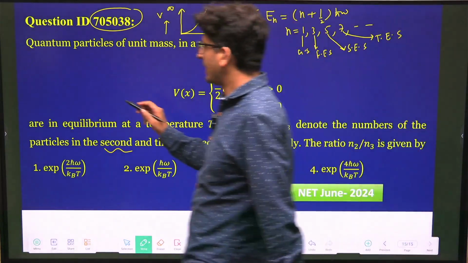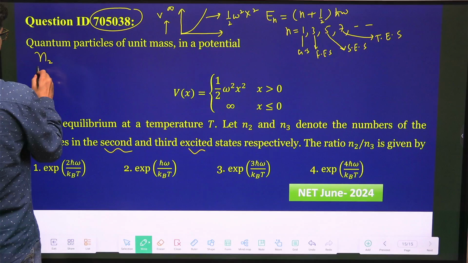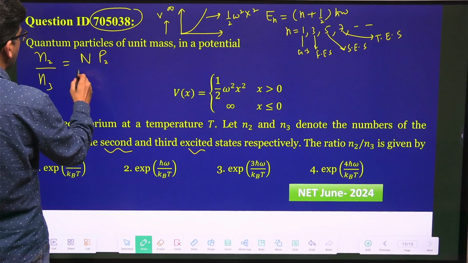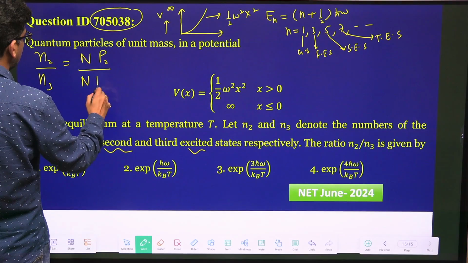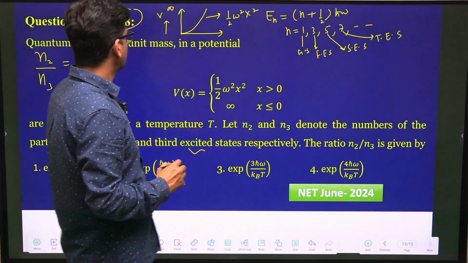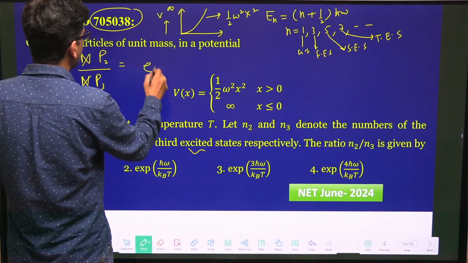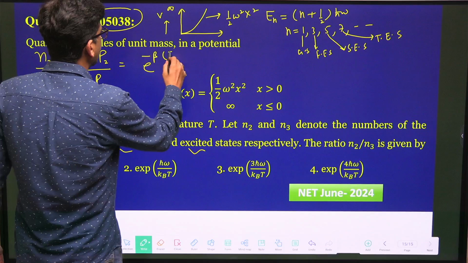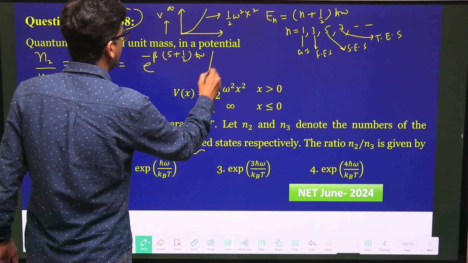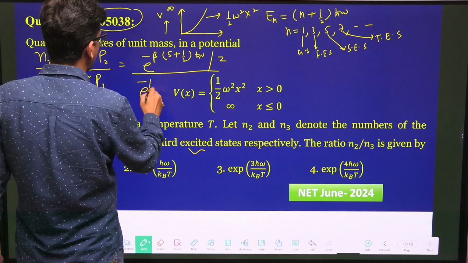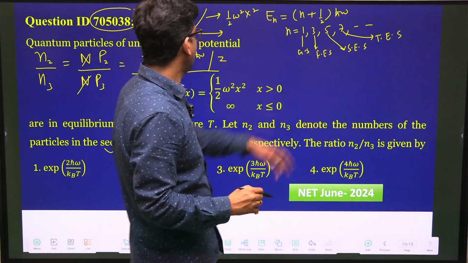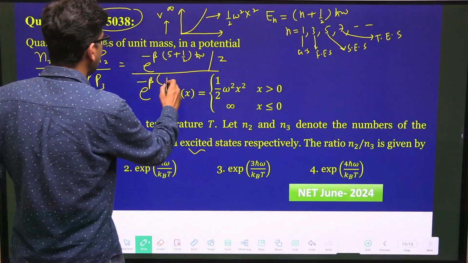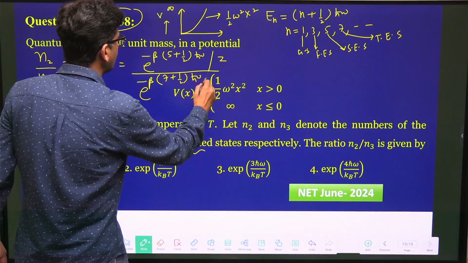You know the number of particles in the second excited state and third excited state will be given by the total number of particles times the probability of the second excited state, and times the probability of the third excited state. So N and N will cancel, and this will be e to the power minus beta. For the second excited state, it is 5 plus half h cut omega by Z, upon e to the power minus beta, third excited state, 7 plus half h cut omega by Z.